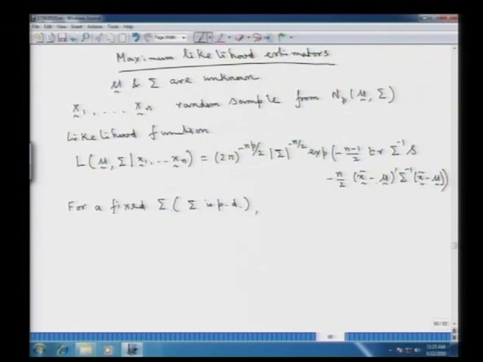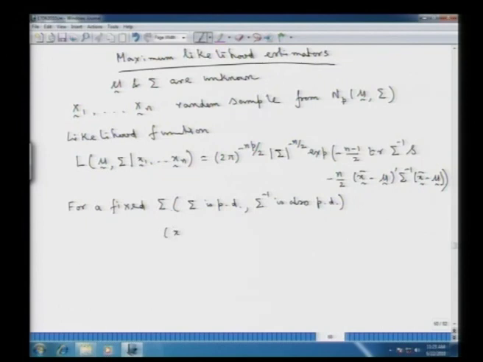Now, we are at the first step: fix this sigma to any particular matrix, any positive definite matrix, and then we will try to see what is the value of mu which would maximize this particular likelihood with respect to that mu vector. Now, sigma is positive definite. Sigma inverse is also positive definite. So, for that fixed sigma positive definite matrix, sigma inverse is also positive definite.